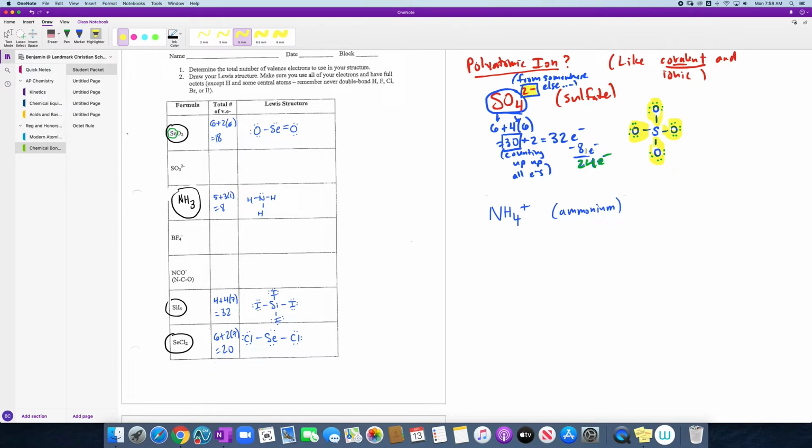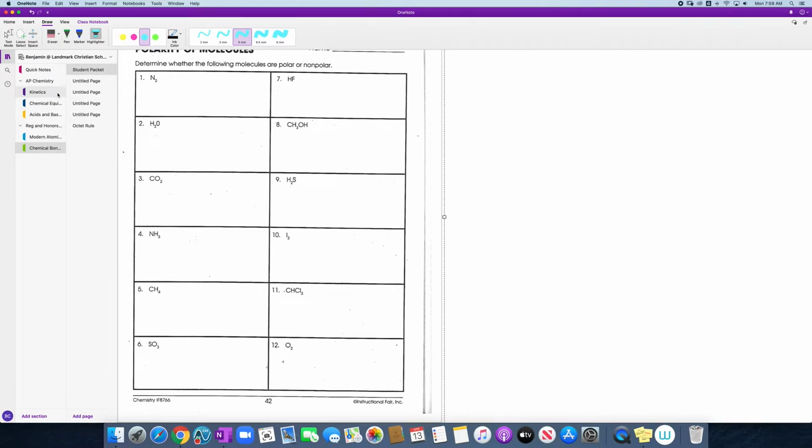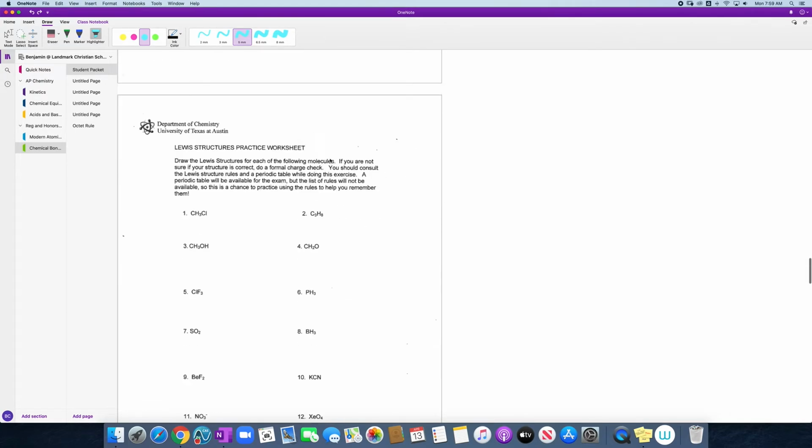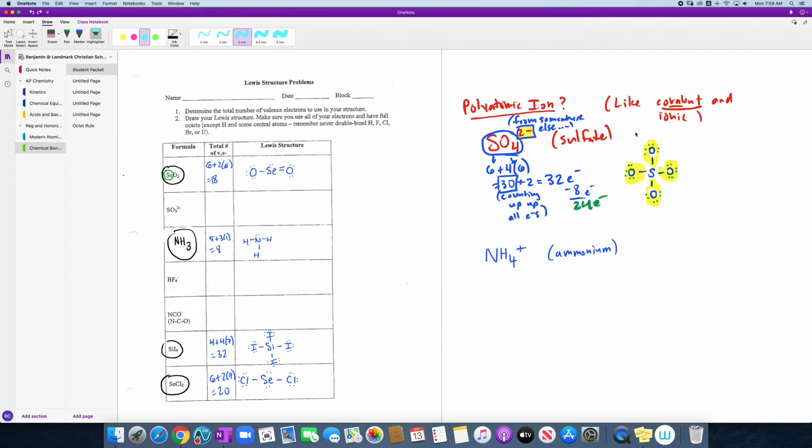Okay, and then here's sulfur's octet, right? Those electrons that are around it, okay? Now, so that's our Lewis structure. We've met all the conditions. There's the right total number of electrons, and we also have octets for all the atoms.